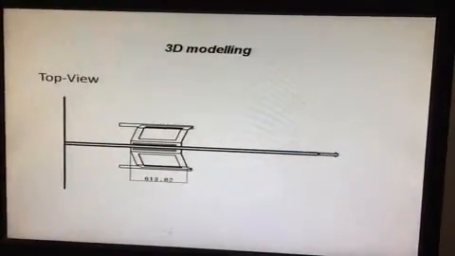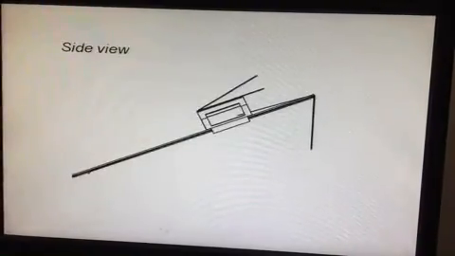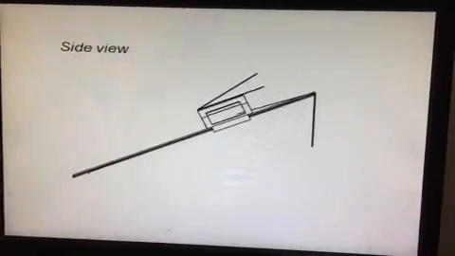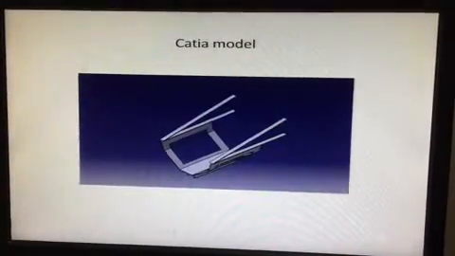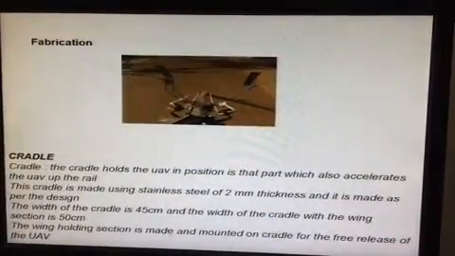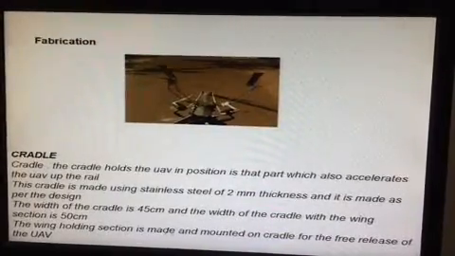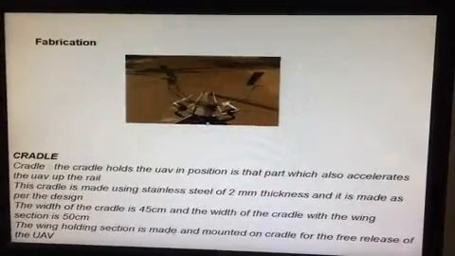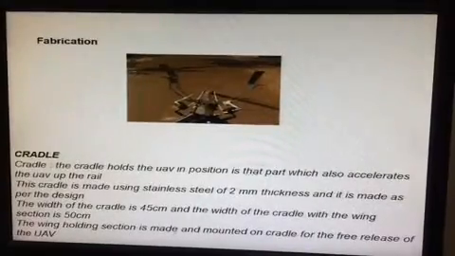And these are the designs, that is the 3D modeling. In this view, the top view is generated, and this is the side view of the cradle of this catapult launcher. This is done by software, the CATIA model presented here. The cradle section is here, and this is the structure of the rail and span with the bungee. We did the cradle fabrication using stainless steel of 2 mm thickness. The width of the cradle is 45 cm, and the width of the cradle with the wing section is 50 cm. The wing holding section is made and mounted on the cradle for the free release of the UAV.